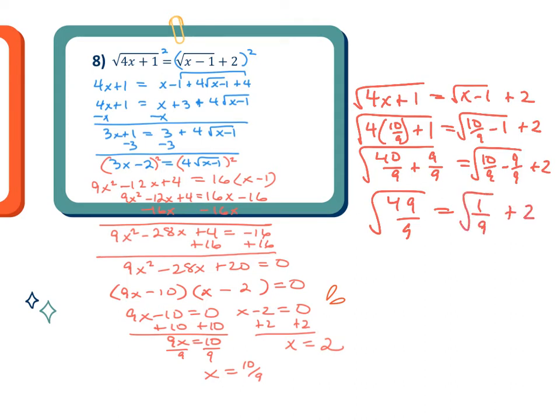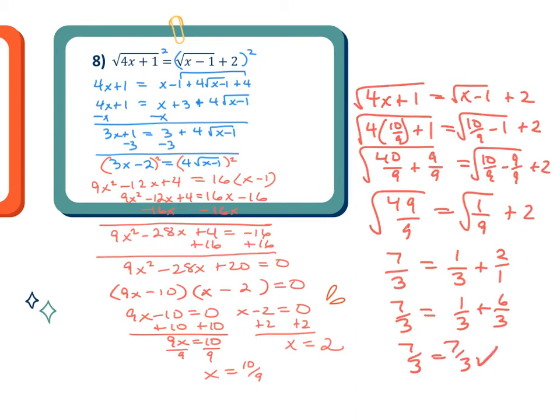Square root individually, you get 7 over 3. Over here, square root the 1, square root the 9. Common denominator, it's going to be a 3. Make this 6 over 3. And then notice 7/3 equals 7/3. It checks. This is a good answer.